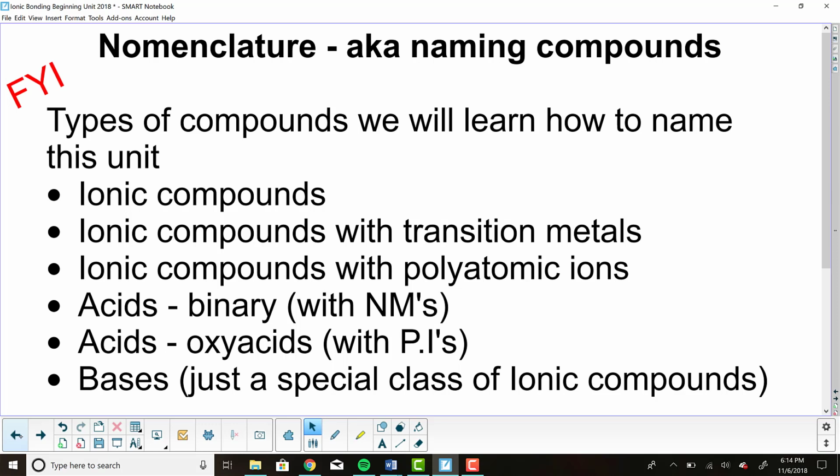There are a couple different types of ionic compounds, and then we are going to talk a little bit more in depth about acids and bases. But really, acids and bases are just types of ionic compounds. They're special types, but they're still just ionic compounds. And we're going to learn how to name those in this unit. You will be responsible for knowing how to name all of these types of ionic compounds.